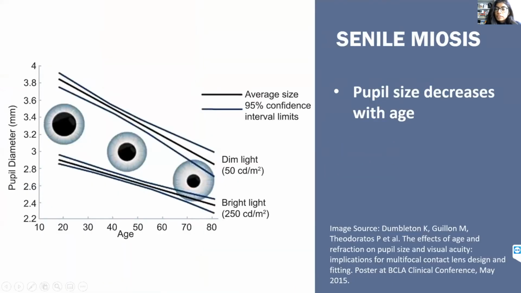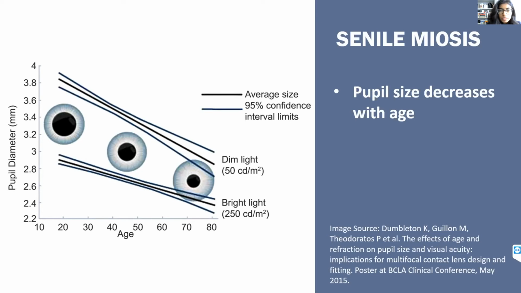Another very important physical change is the constriction of the pupil, also known as senile miosis. This figure demonstrates the changes in pupil size with age. The pupil diameter is plotted against age for two different light levels, along with their 95% confidence interval. We know that the pupil size changes to accommodate changes in light levels. It gets bigger in dim light and smaller in bright light.